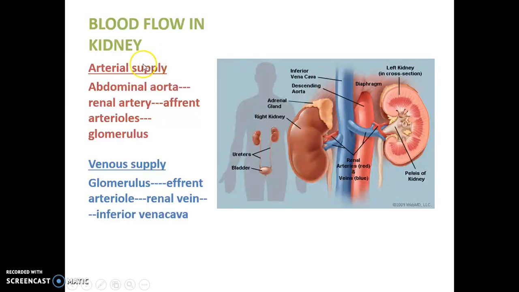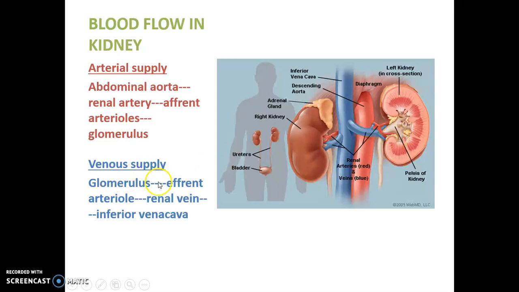Next, blood flow in the kidney. The arterial supply is mainly from the abdominal aorta, and from the abdominal aorta it goes to the renal artery. Actually, the renal artery is a branch. From the renal artery it goes to the afferent arterioles, then the glomerulus. Here you can see how the blood is going to the glomerulus. This is the abdominal aorta, and from it the renal artery goes into the afferent arterioles and glomerulus.